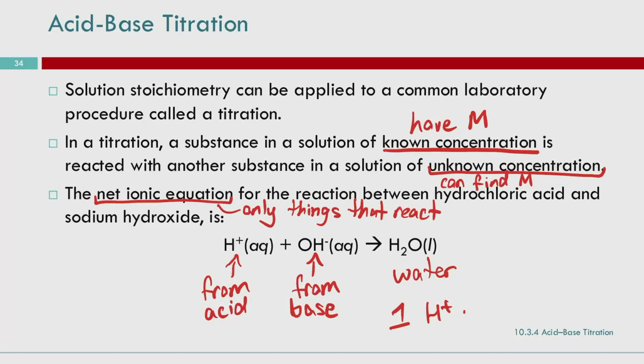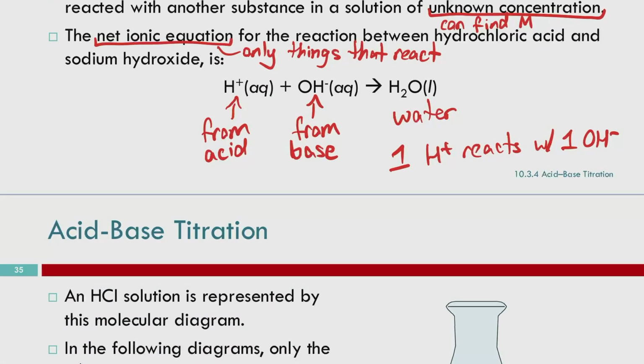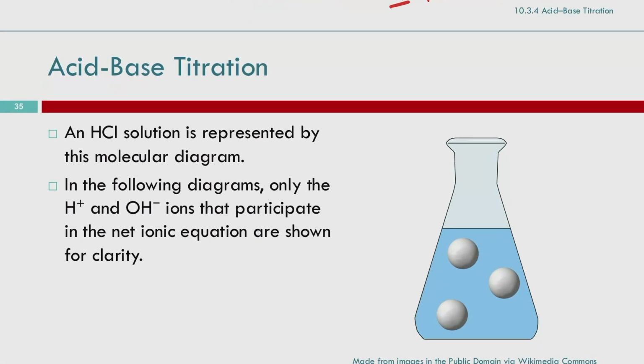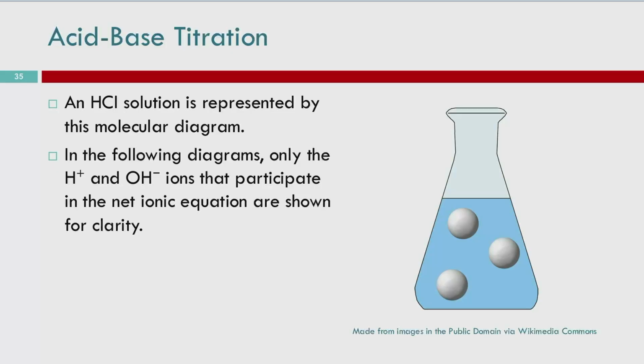So 1 H+ reacts with 1 OH-, and it produces 1 H2O. For example, let's say that we've got a hydrochloric acid, HCl, solution represented by this molecular diagram. We're removing the Cl parts. These are just H+. So we've got some H+ floating around in solution. That's representing our acid.